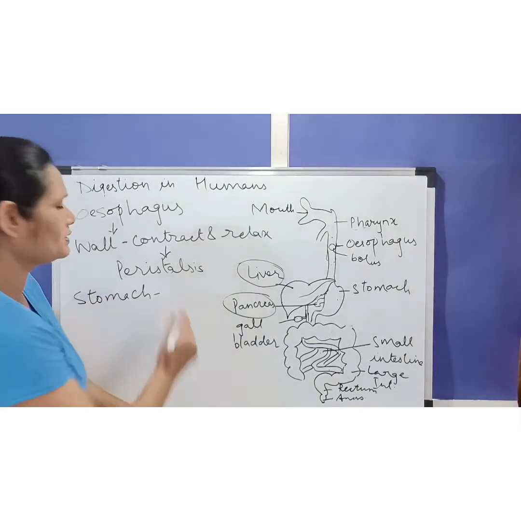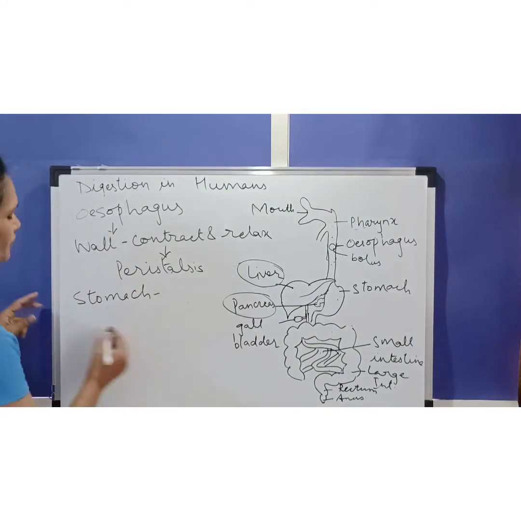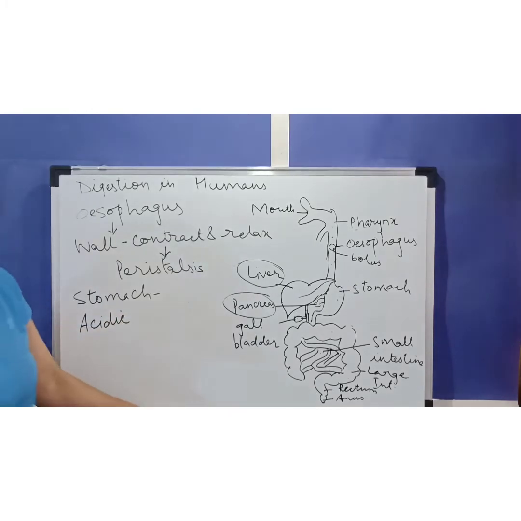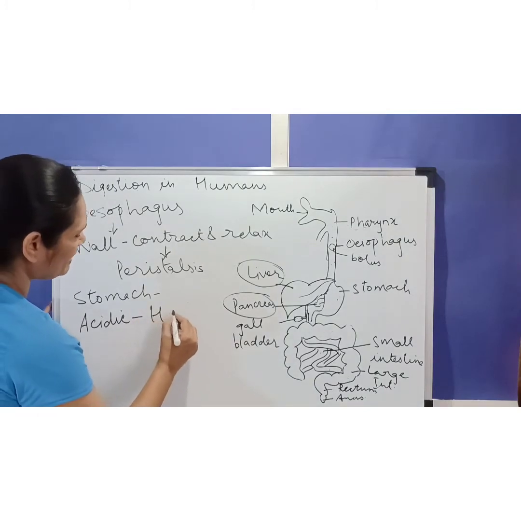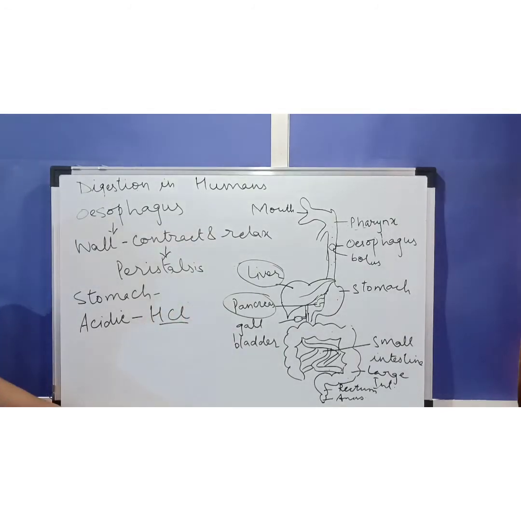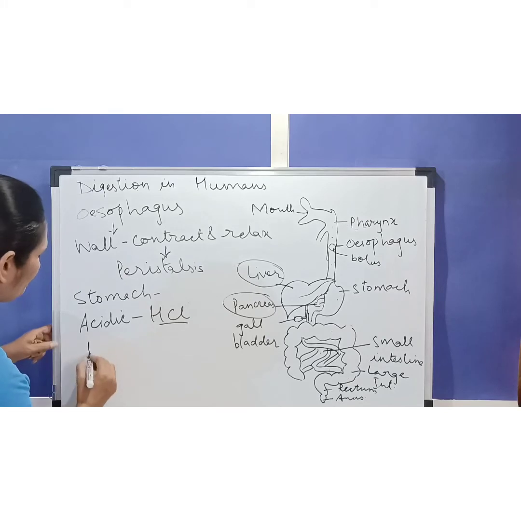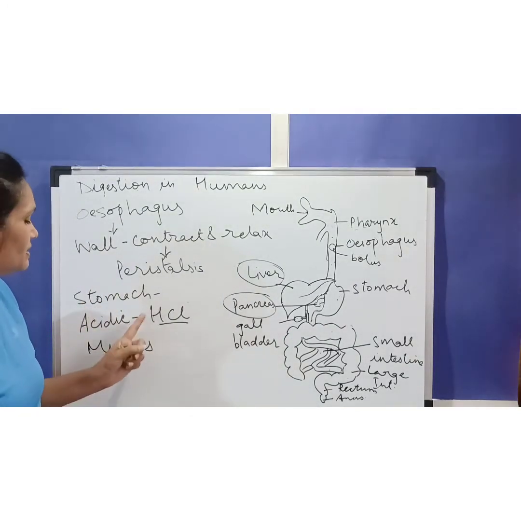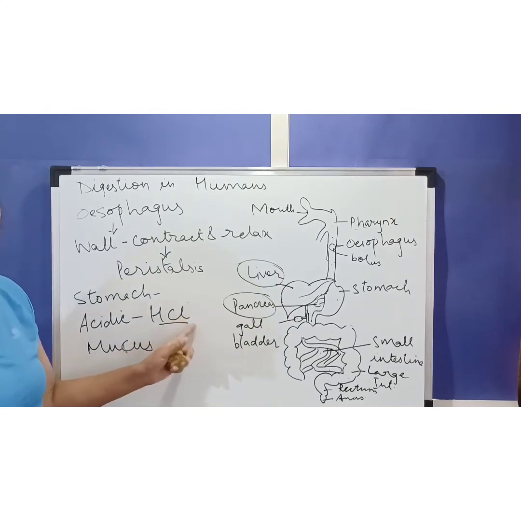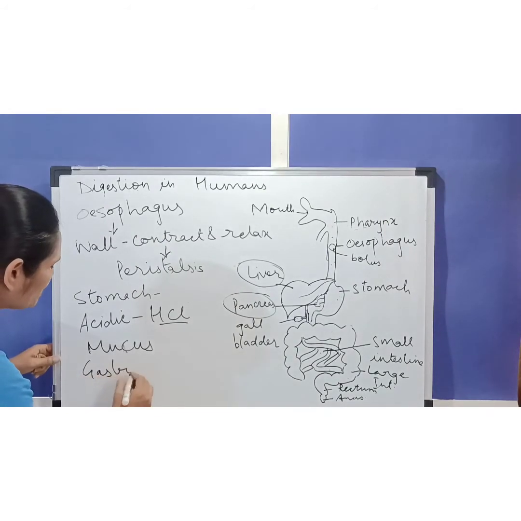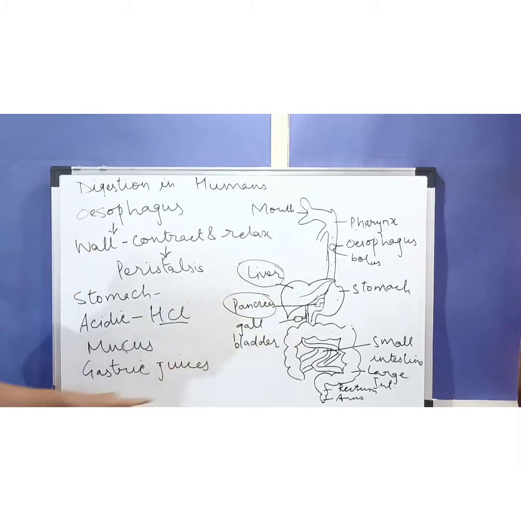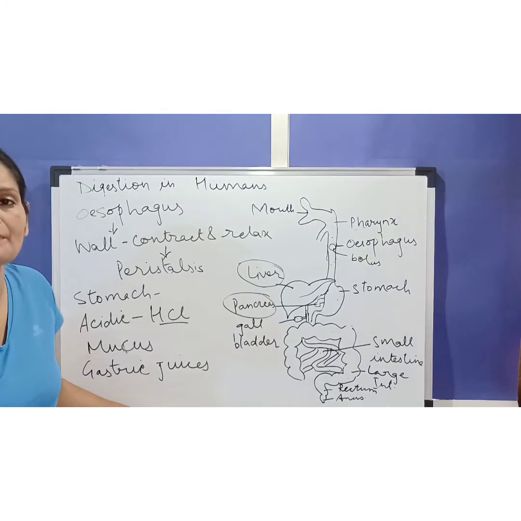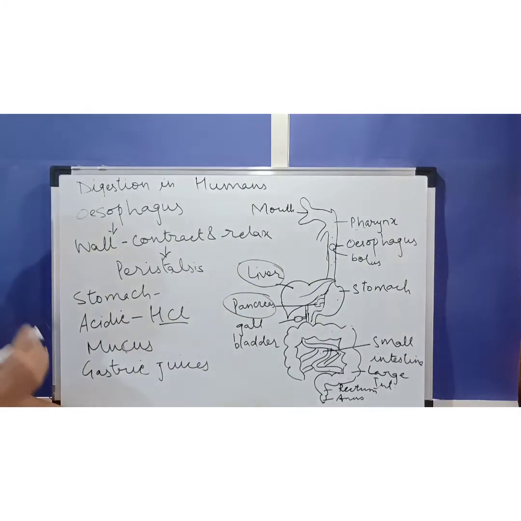So in the stomach, the required medium for the digestion of food is acidic, and this acidic medium is given by hydrochloric acid. Hydrochloric acid is secreted by the walls of the stomach, and mucus is also secreted in the stomach. This mucus prevents the inner lining of the stomach from getting damaged by the hydrochloric acid. Gastric juices are also produced by gastric glands in the stomach. These gastric juices help in the breakdown of the food, especially proteins, into simpler substances. HCl has one more function apart from providing the acidic medium: it kills the microorganisms in the stomach.